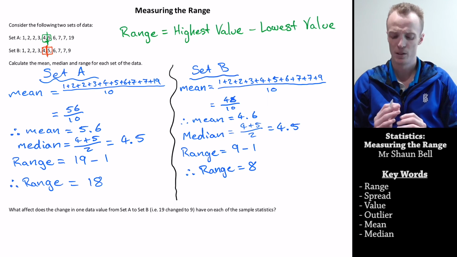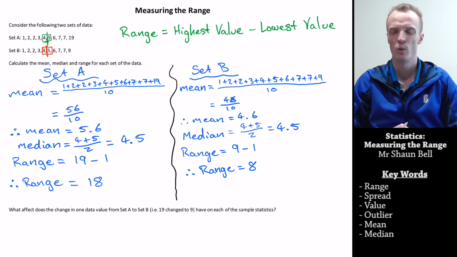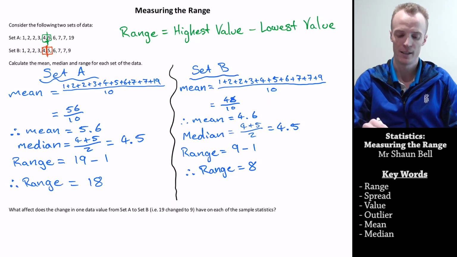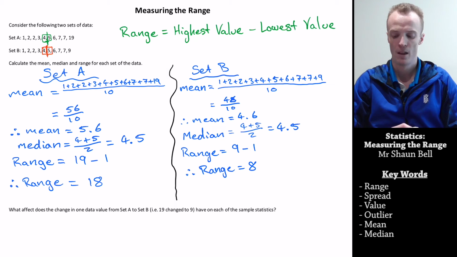Alright, now you may have noticed that between set A and set B there was only actually one number the difference, and that was the 19 from set A was changed to a 9. What it's asking us now is what effect did that actually have? Now we compare the two means together and we find that the mean has changed between the two. In set A it was 5.6, in set B it was 4.6. The medians, however, are the same, so changing that final stat didn't actually make any difference for the median. However, the range had a significant change. The range went from 18 in set A through to 8 in set B.